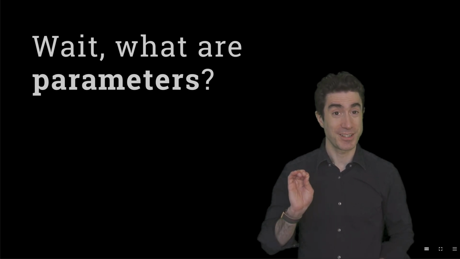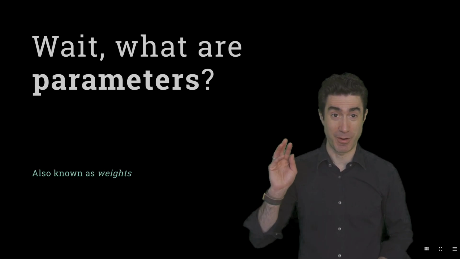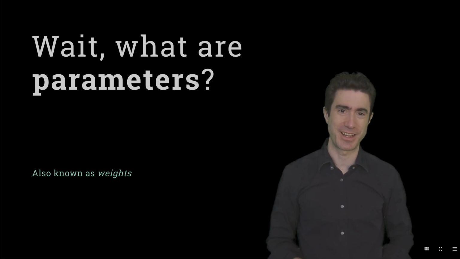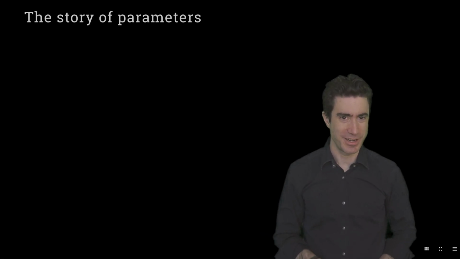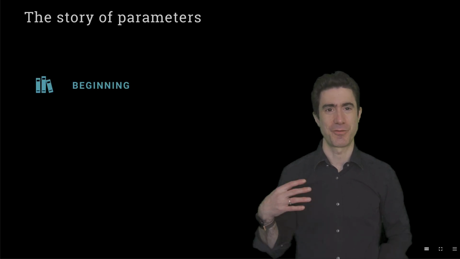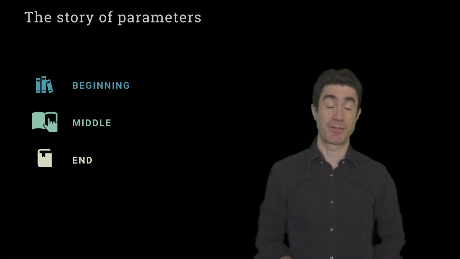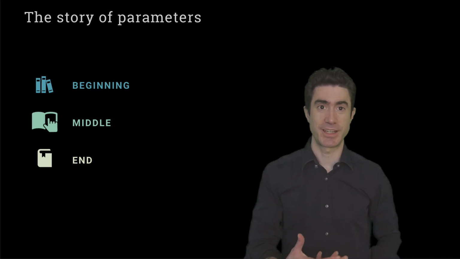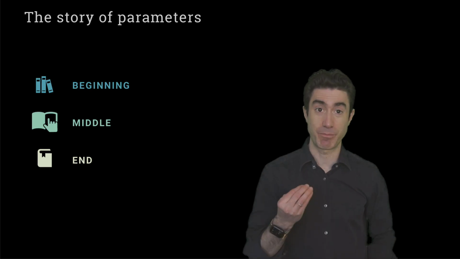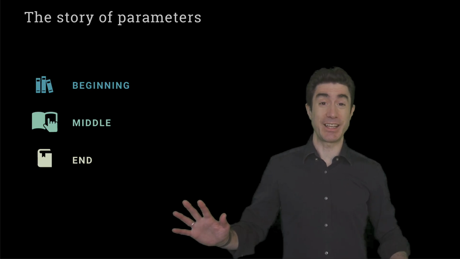But doing so requires telling a bit of a story about parameters, also known as weights. And the story, like all good stories, comes with a beginning and a middle and an end. So let's get started with the beginning. Many stories about GPT begin by talking about machine learning, traditional machine learning that predates GPT. But we're going to go back even further.